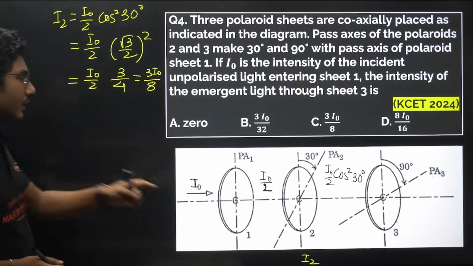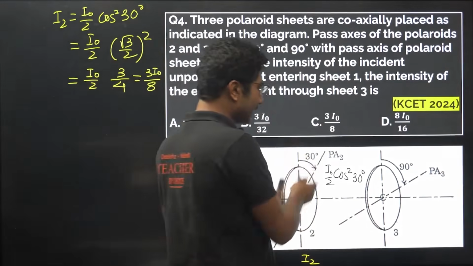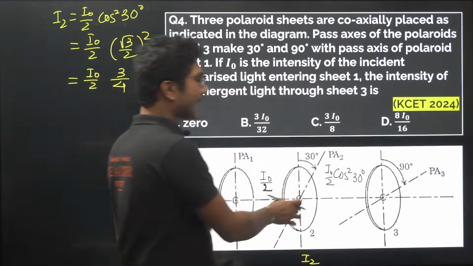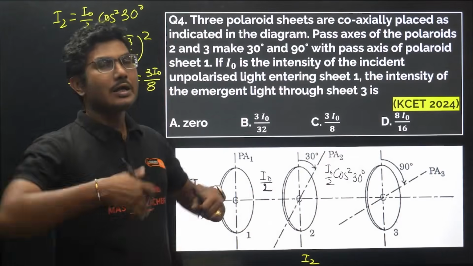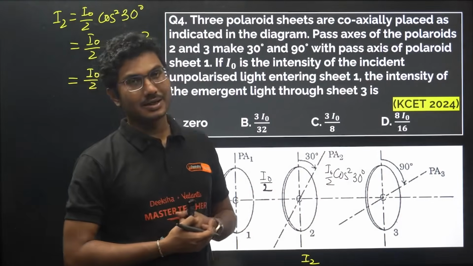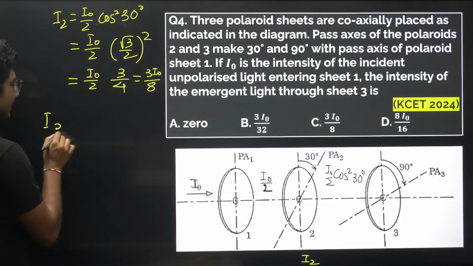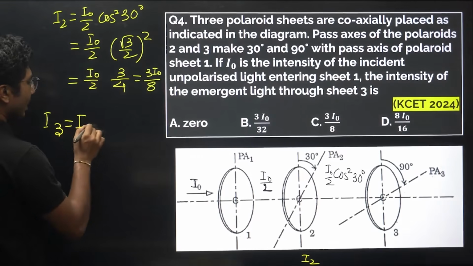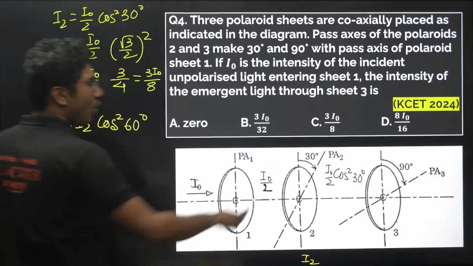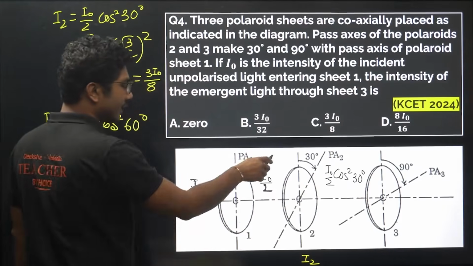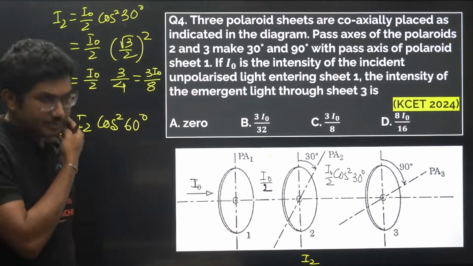So we have calculated the intensity of light which is coming out of this Polaroid. Now what is the angle between this Polaroid and this Polaroid? This had an angle of 30 degree, this had an angle of 90 degree. So what is the difference of angle? The difference is 90 minus 30, that is 60 degrees. So what is the final intensity? Final intensity I3 must equal I2 into cos square 60 degrees, because both the angles are measured with respect to the first Polaroid, right?